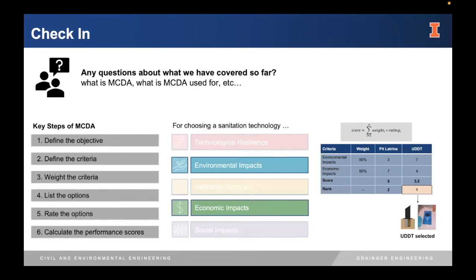So that was a very brief overview of multi-criteria decision analysis. And this is kind of what we use for the decision-making sanitation package, DMsan. So are there any questions just about MCDA so far? Okay, if not, I think we can move on.